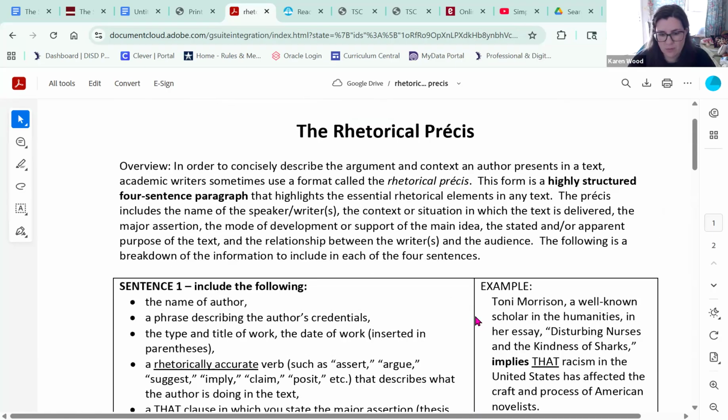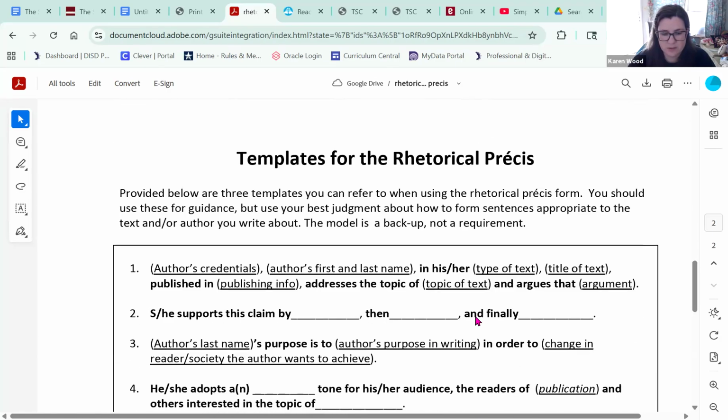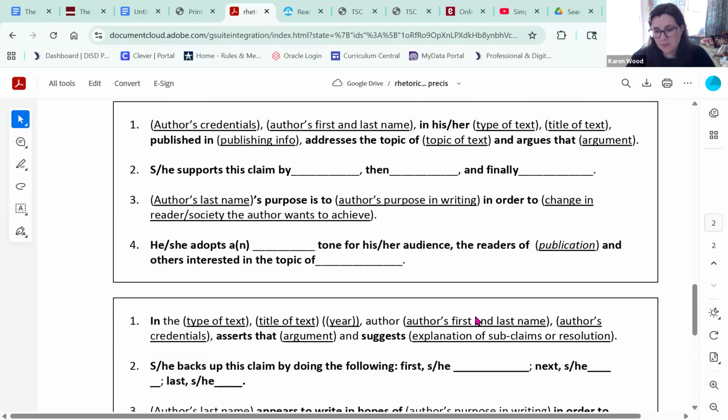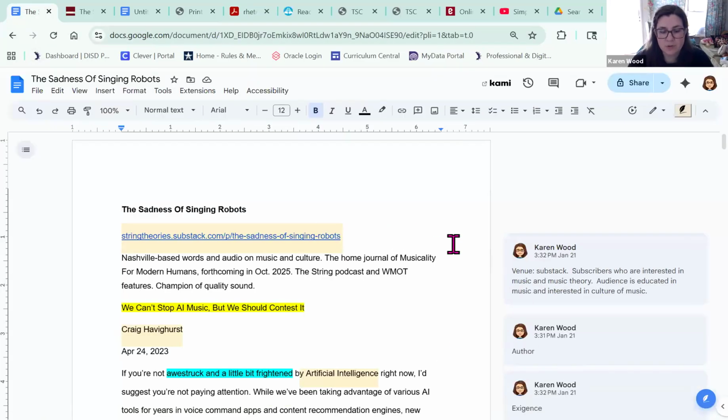All right, so now we know what the précis is, what it does, and what it can look like. I'm going to share some sentence stems with you, and I'm going to practice with my text. So I'm not starting from zero. I'm not going to have to do a whole lot of work.